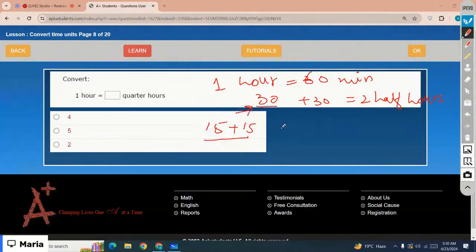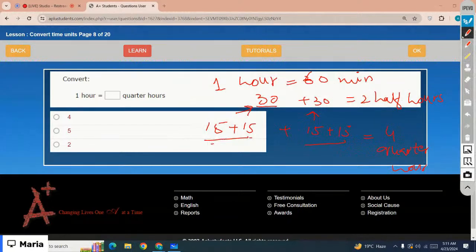That makes this 30. Again 15 plus 15, that makes this 30, and together they make 1 hour, right? So in 1 hour you have 4 quarter hours. 15 minutes is 1 quarter hour. You have 1, 2, 3, 4 15 minutes in an hour. So that means 4 quarter hours make 1 hour.